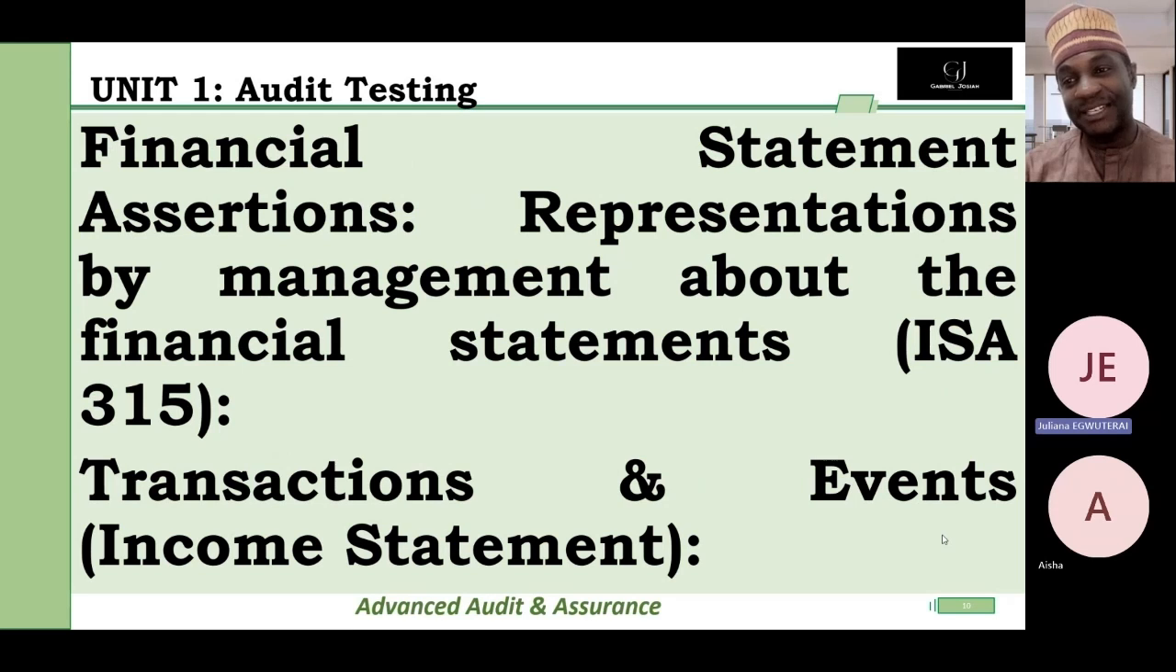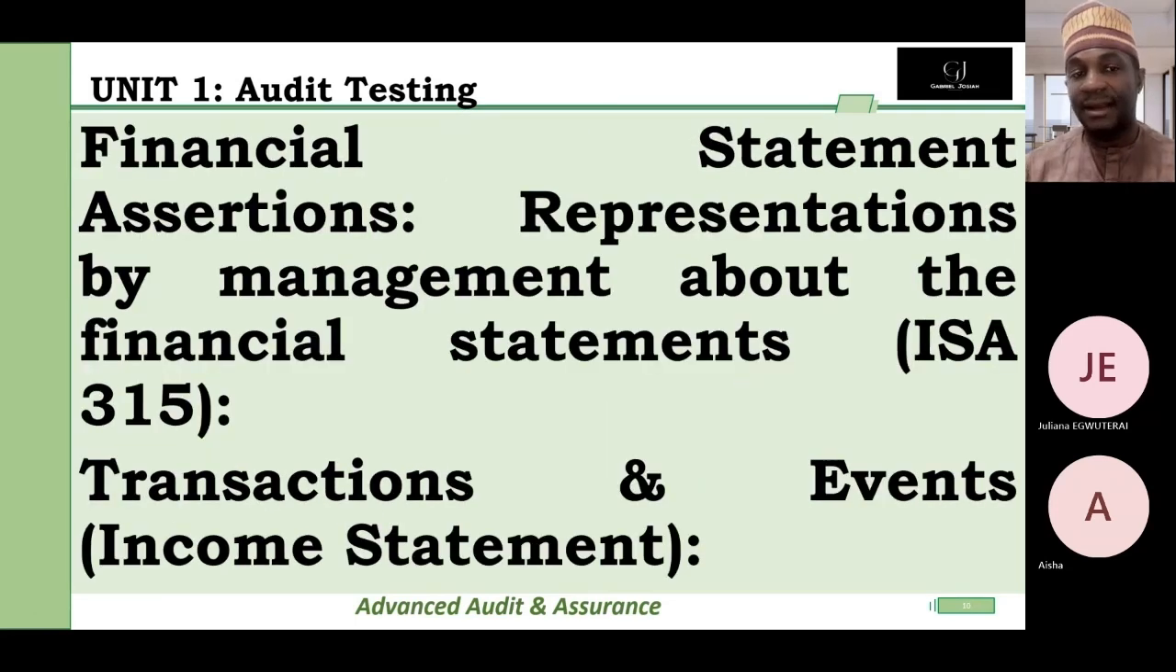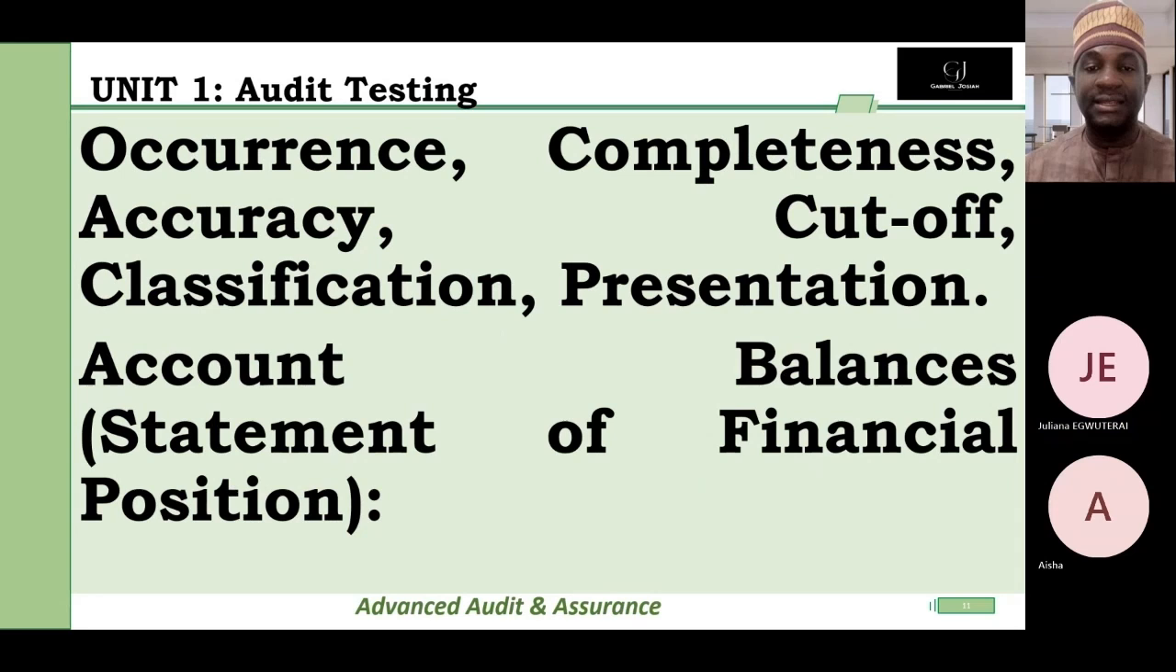So let's go to financial statement assertions. Every representation by management about financial statements, their transactions, and the events on their income statements are supported by ISA 315, they must occur. So take note, every financial statement assertion, whatever they posted on their income statement based on ISA 315, number one, the criteria is it must have occurred. Not that you bring a transaction that did not occur and you put an amount. Number two, it must be complete.